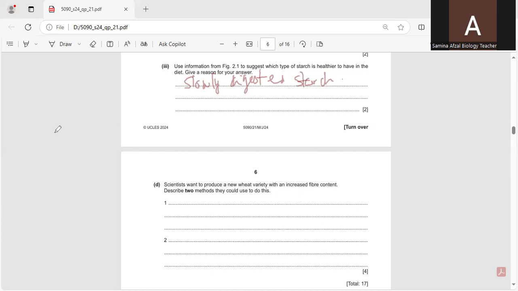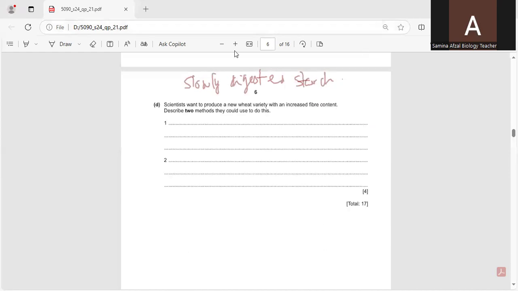Next question. Scientists want to produce a new wheat variety with an increased fiber content. Describe two methods they could use to do this. That is, we can have a new variety in which there is increased fiber content. So there are two methods which we are going to write.